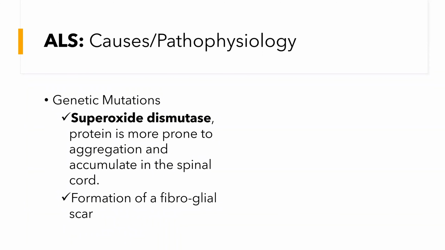Okay, so what causes ALS? The big thing that was found to be correlative with this disease is a deficiency in superoxide dismutase. This causes protein to aggregate and accumulate in the spinal cord, which can be toxic to neurons, and you have degeneration in that way. And you get formation of this fibroglial scar, which essentially forms this insulation that electrical activity cannot pass through in the spinal cord, and you can have inhibition that way.